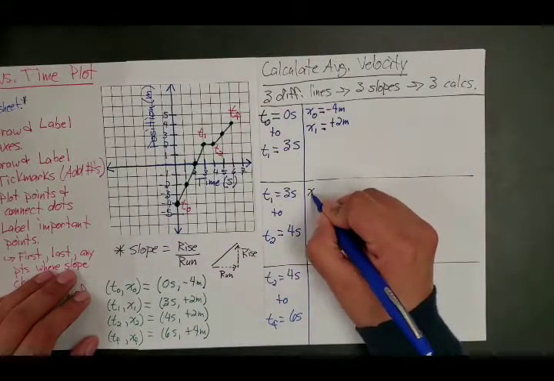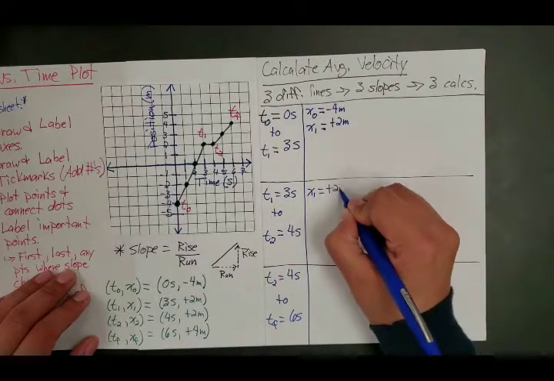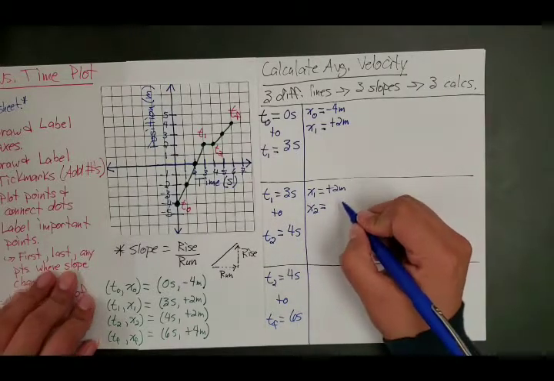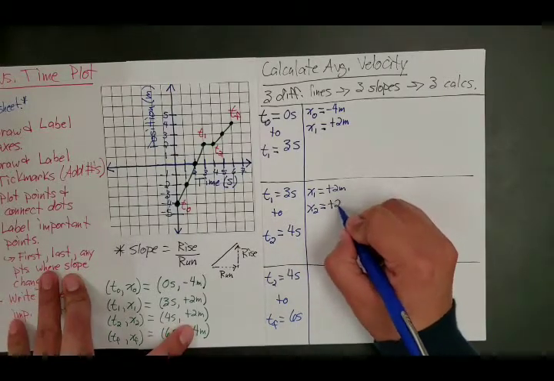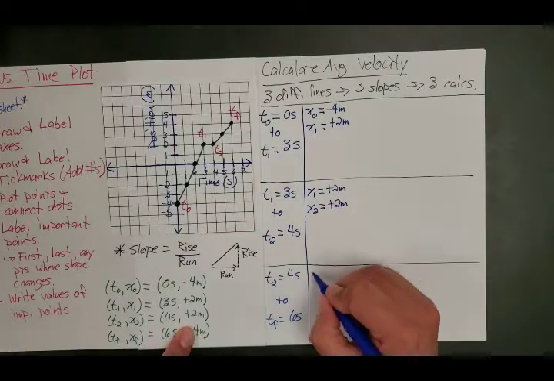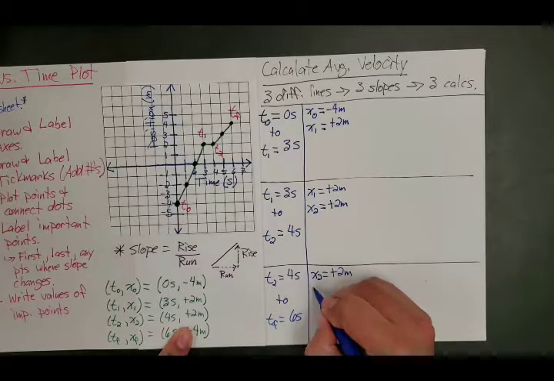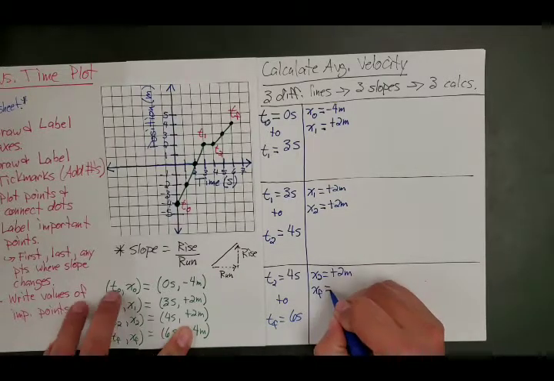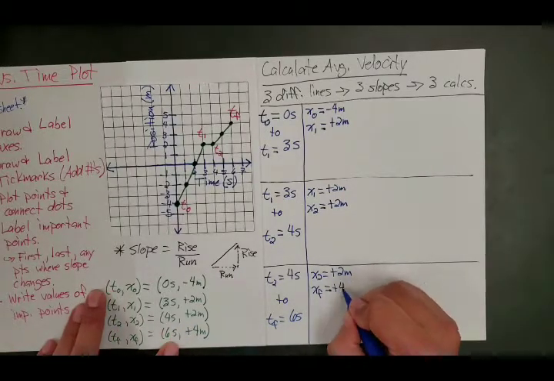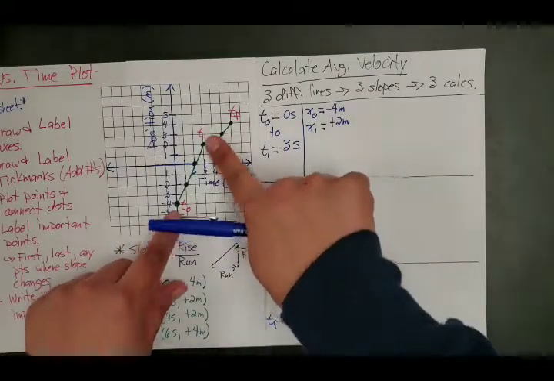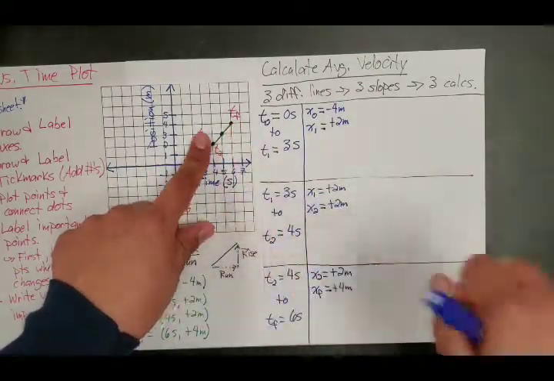So right here, I'm going to write down x1 equal to +2 meters. x2 is equal to +2 meters as well. Right down here, x2 is equal to +2 meters. And finally, xf is equal to +4 meters. So you see there's some overlap, right? Because these line segments overlap at the ends.